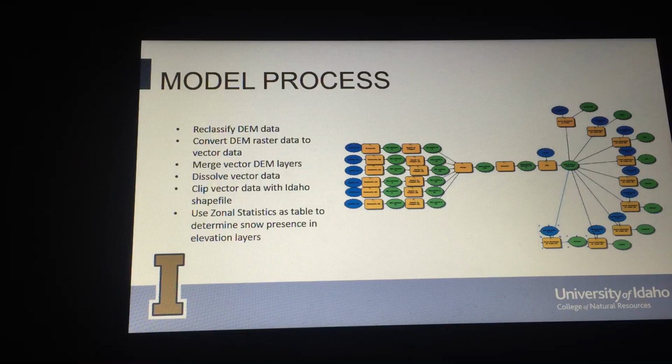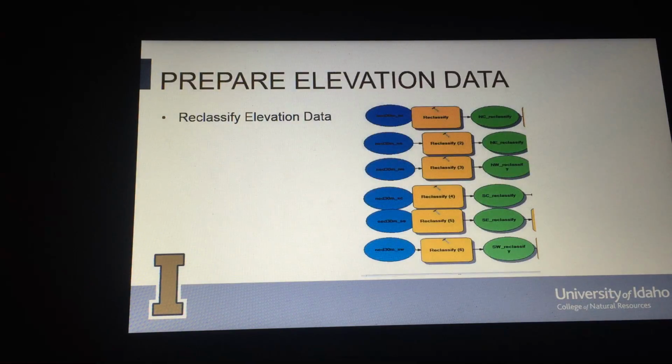So here's my model. It does seem a little complicated, but that's only because I had to process each of the 6 raster elevation models separately before I could do my analysis, and there's 9 outputs because this study was conducted using 9 years of data. So I reclassified the digital elevation data, converted it to vector data, merged and dissolved these vectors and clipped it to the state of Idaho, then used the zonal statistics as table tool to perform my analysis. I'll go over this in a little more detail.